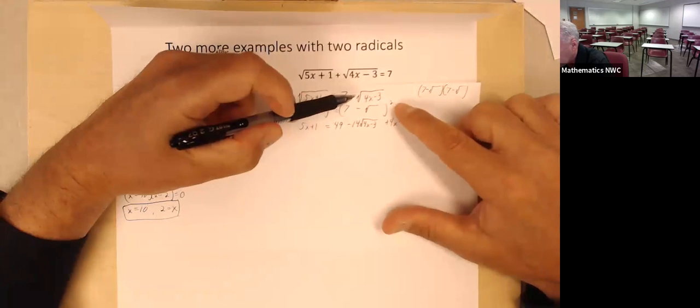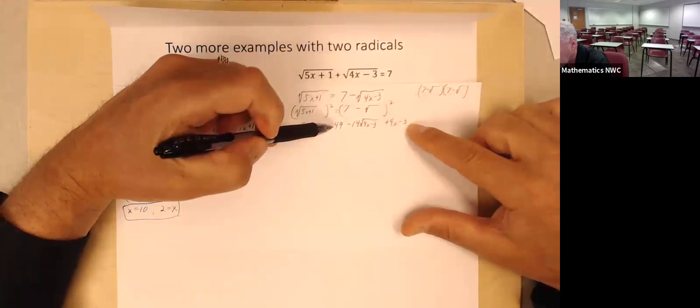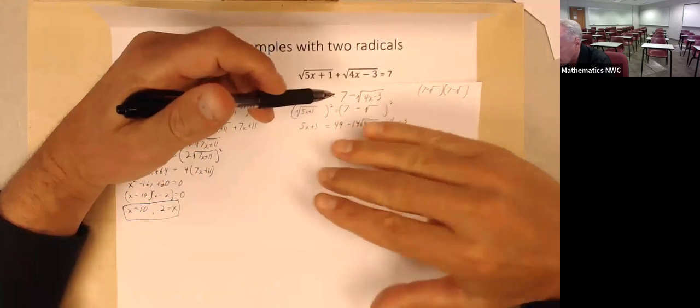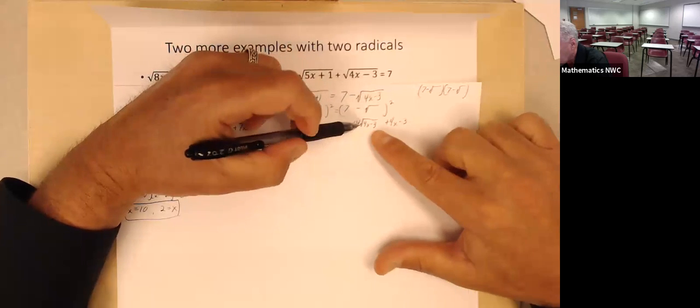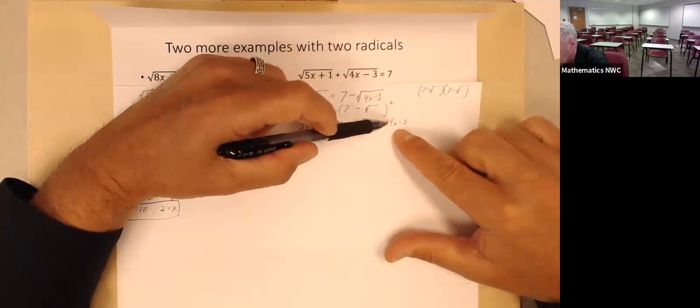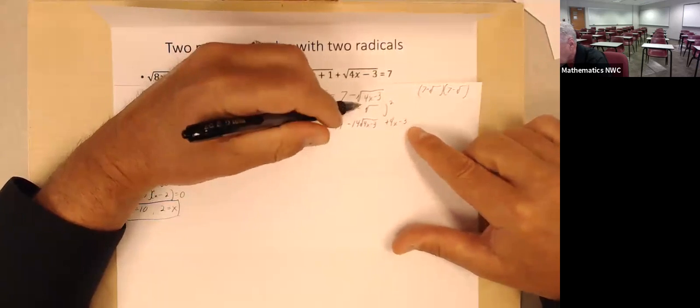Again, pretty important step to get from right here down to there. A lot of things can go wrong there. Practice that multiple times until you can get it. Now I need to re-isolate that radical. So bring the 4x across. It will leave you x.